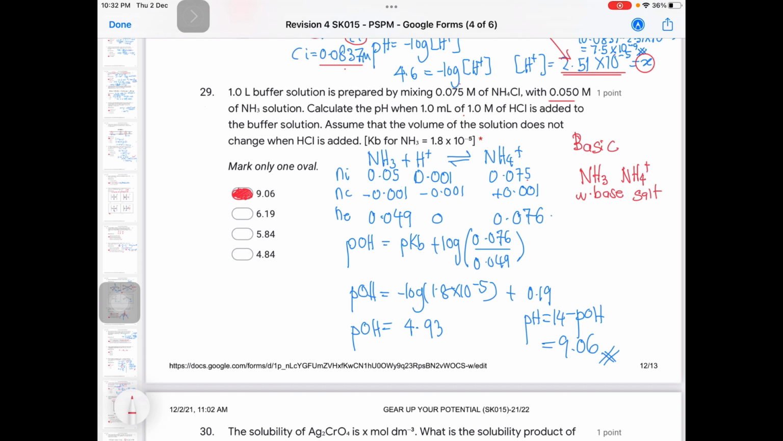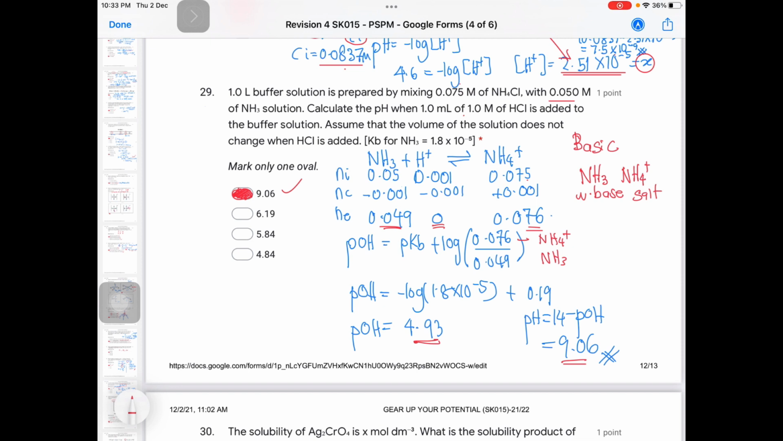So at the end of the equation, this will become 0.076 and 0.049. So we can calculate pOH. pKb is negative log 1.8 exponent negative 5. Log concentration, this one is the concentration of NH4+, the salt, over the weak base ammonia. So when we substitute the values, we get pOH 4.93. This is pOH, we want to find pH. So 14 minus pOH, we get 9.06, which is the answer, the first option.